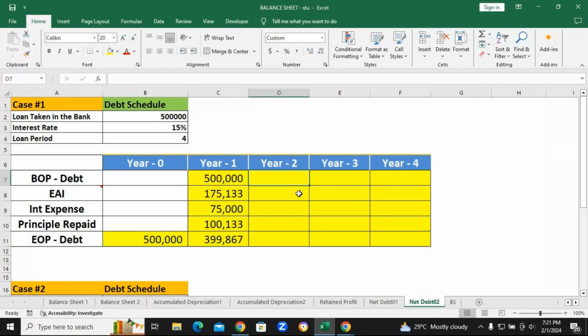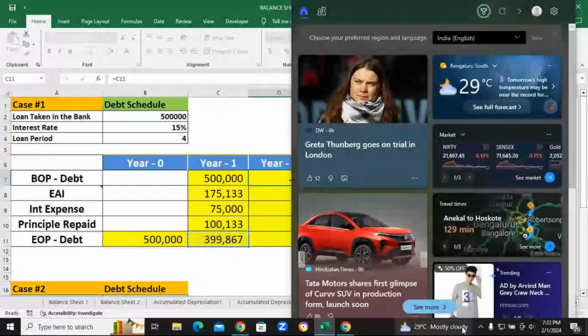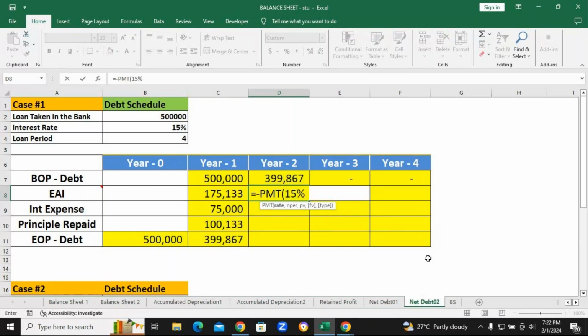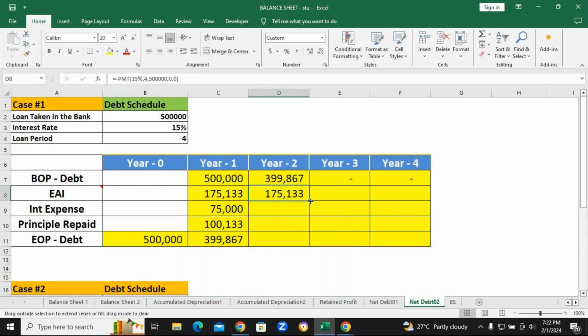Now next year beginning. Again the end of the period loan, whatever is remaining, will come here. I'll just come here and drag it. Now EAI, I have to calculate equals PMT. I'll put a minus in the beginning. PMT, open the bracket. Rate is 15%, comma, N per is 4 years, comma, present value. I'm taking the loan of 50 lakh rupees, comma, future value 0, comma, end of the period I need to calculate. So I come here and drag it.